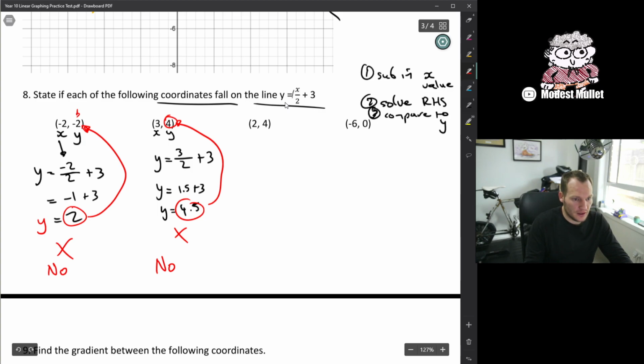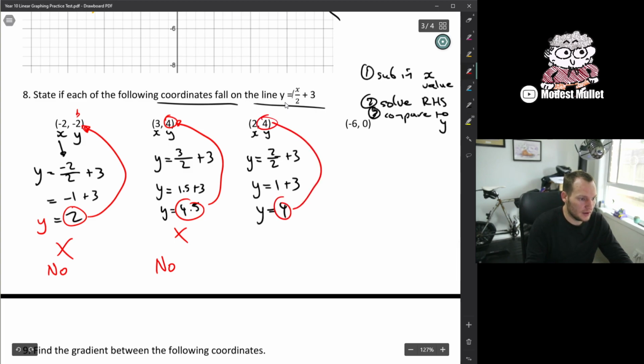Let's try it again. Let's see if we get one. Okay, that's my x, that's my y, so I sub it in, so y equals 2 on 2 plus 3, y is equal to 1 plus 3, y is equal to 4. Compare, and they are the same this time, so this coordinate 2, 4 does sit on the line, so the answer is yes there.